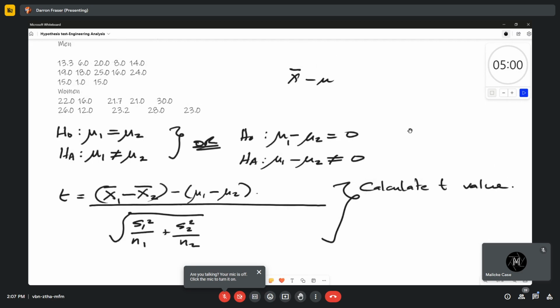All right, so let's calculate the mean and the standard deviation. So we're going to list them in our table once again.